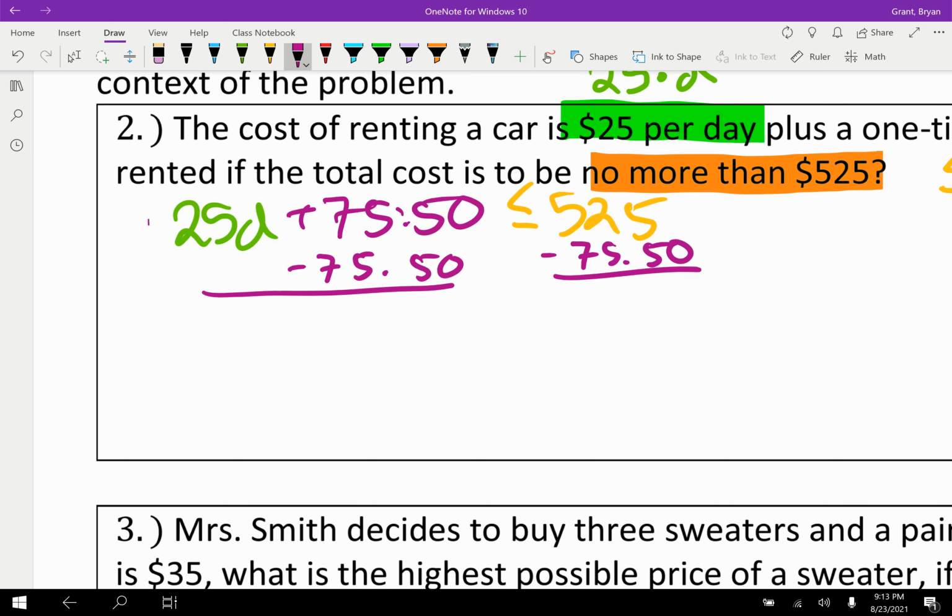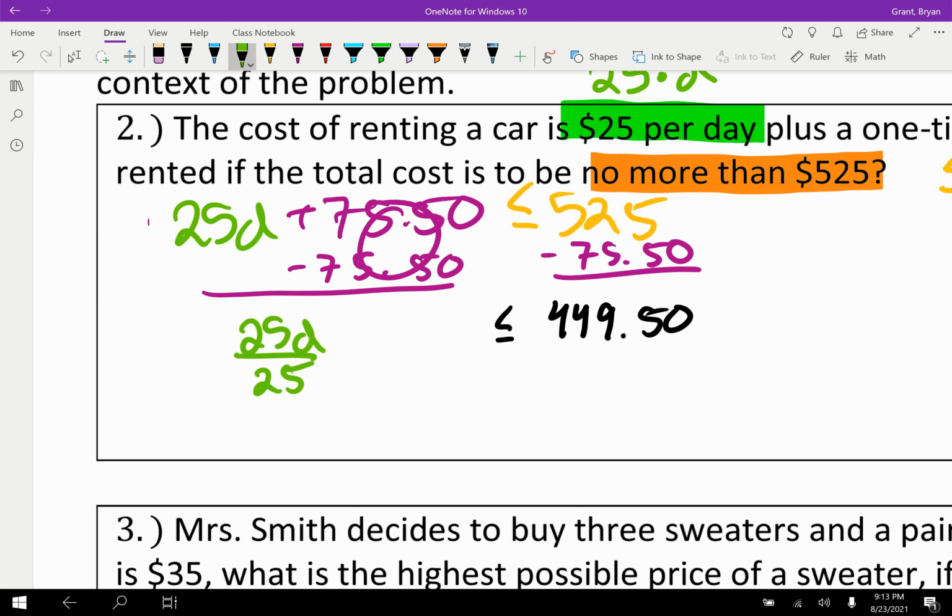You can do this by hand if you'd like, but we all pretty much have calculators with us these days, so we might as well take advantage of them. I'm doing it on mine, just off screen. 525 minus 75.5 is $449.50. And then I think we should finish isolating by dividing off the 25 that's still attached to D. And when you do that, you're going to get D is less than or equal to, we don't need to flip the sign, everything's positive here, 17.98.